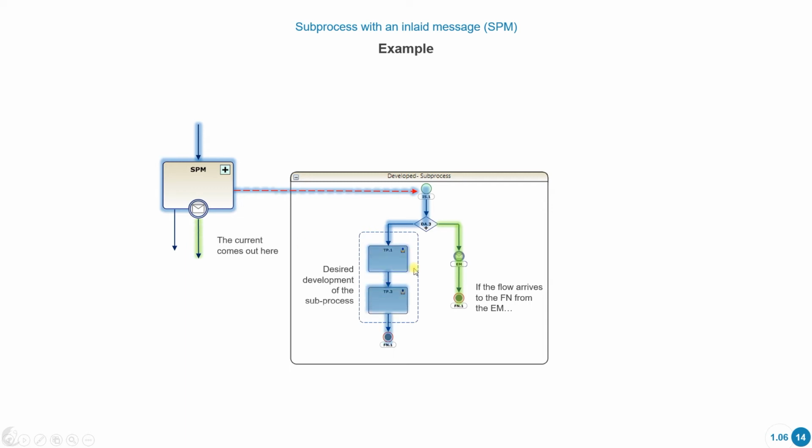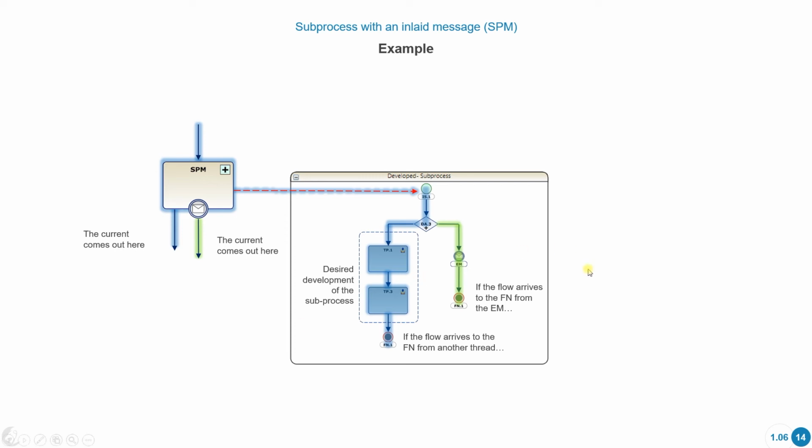But if all these activities, we already mentioned that whatever's in here could be 2 tasks, but it could also be several gateways, lots of different personal tasks, system tasks, events, etc. Okay, so this is whatever we want. This is just an example where we've added 2 tasks, but it could be whatever we want. So if the flow arrives at the FN that's not connected to this EM, then it would go out through this other outlet. Okay, so it's exactly the same as the other example we just saw for the SPT.